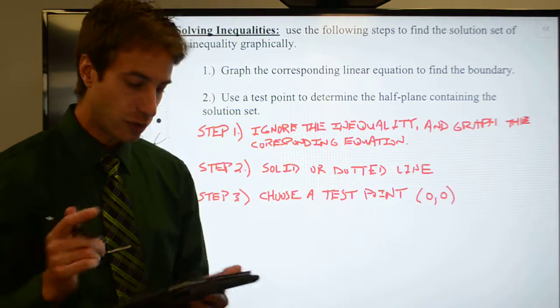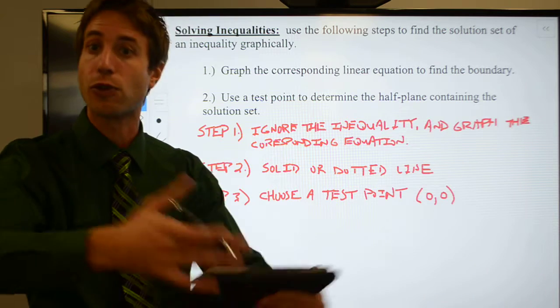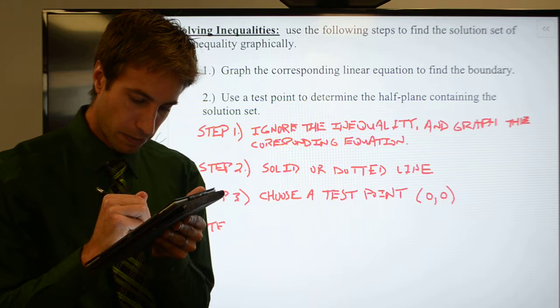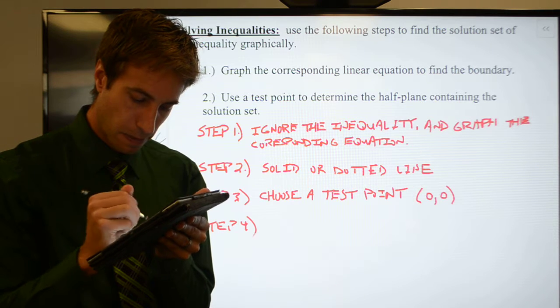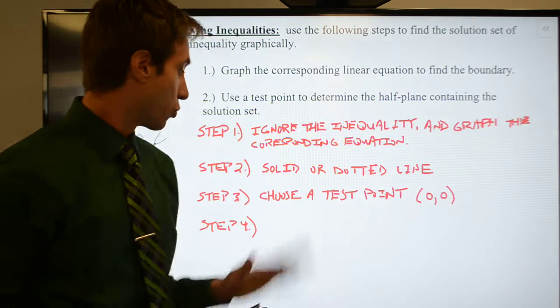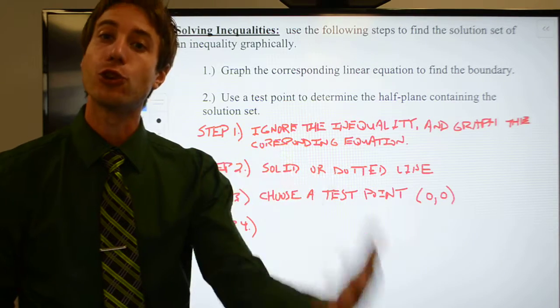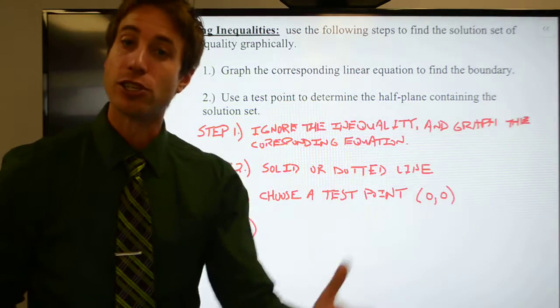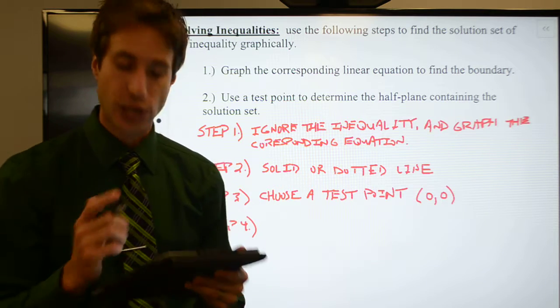And then finally, once you've determined the test point that works for your particular problem, step 4: based on your test point, you will then be able to determine where you shade the graph.